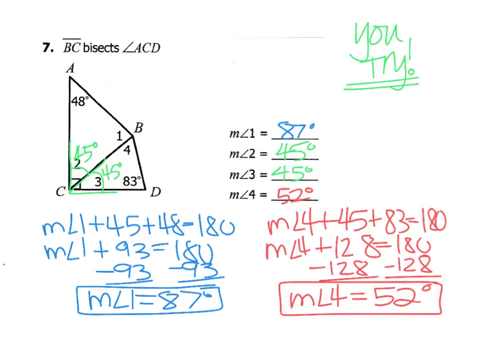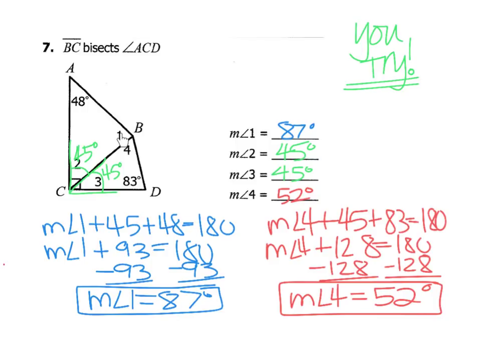All right, so you should have gotten that the measure of angle 1 is 87, 2 and 3 are 45, and 4 is 52. How did we get that? So first of all, angle bisector tells us that this angle is cut in half, and this little square tells us that this angle is 90. So if we cut angle ACD in half, if we cut that right angle in half, each part is 45 degrees. So angle ACB is 45, and angle BCD is 45, or angle 2 and 3 are both 45. So that's how we get the measure of angle 2 and 3.